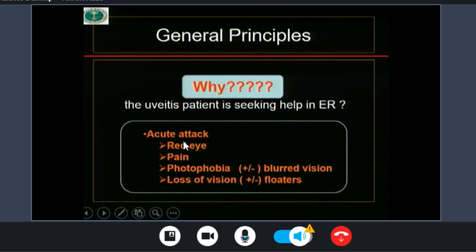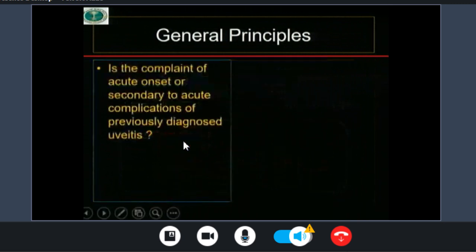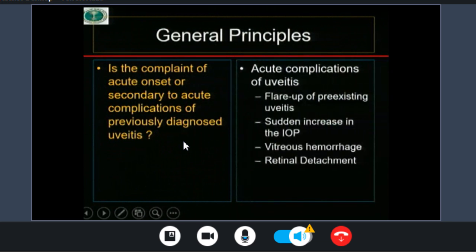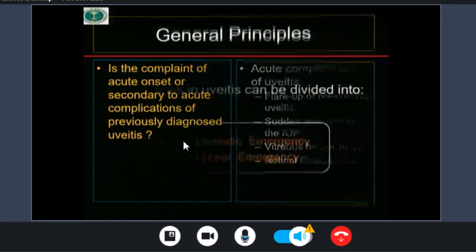So the patient might be having an acute attack of red eye, pain, photophobia that could be associated with blurry vision or loss of vision, and that could be with floaters or not. Generally, is the complaint of acute onset or secondary to acute complications of previously diagnosed uveitis? So we have two issues here. Is it a new thing that the patient is having, or is the patient already known to have uveitis, and this new complaint is secondary to a complication of known uveitis? The acute complications of uveitis could include flare-up of pre-existing uveitis, sudden increase in the intraocular pressure, or sometimes if the patient is coming with loss of vision, it might be secondary to vitreous hemorrhage or retinal detachment.